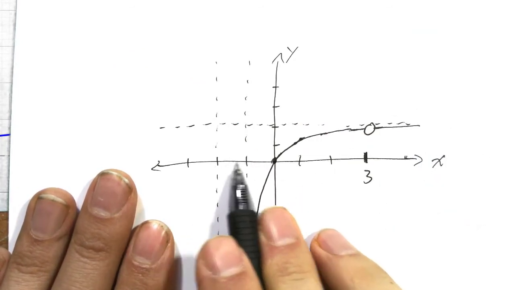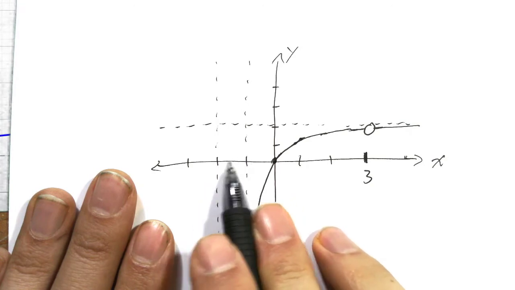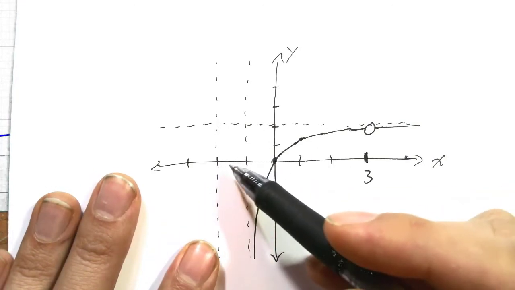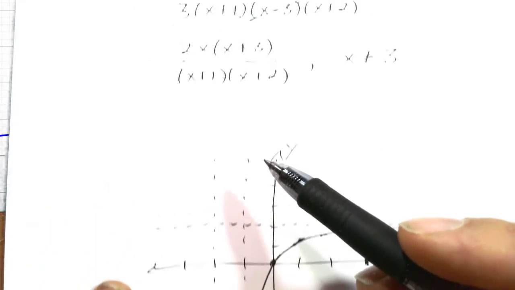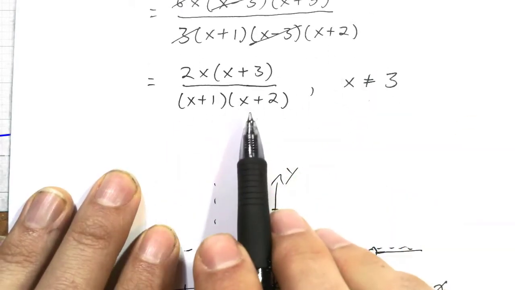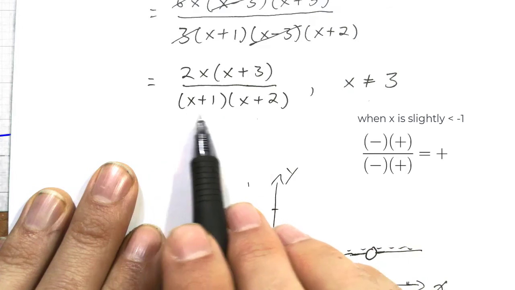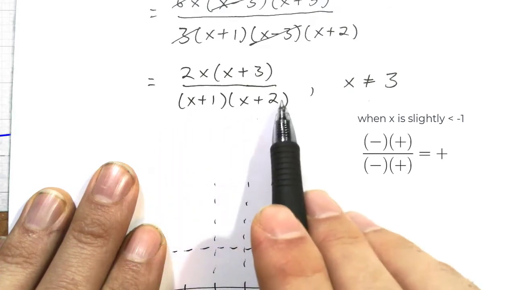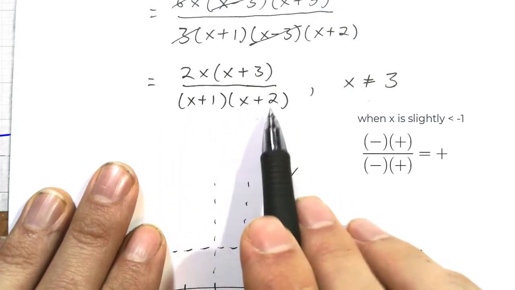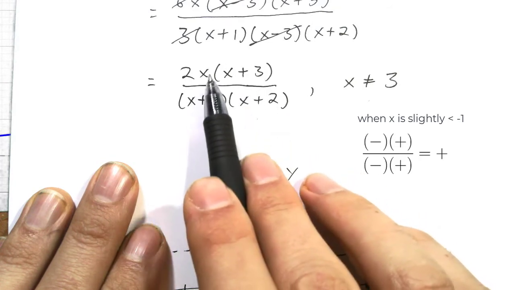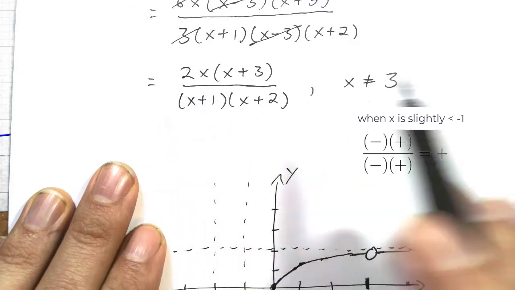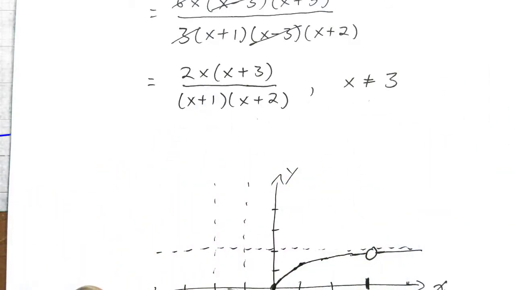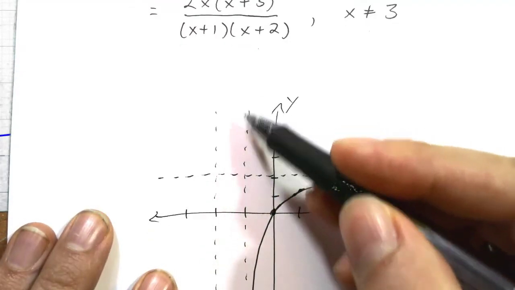Now let's see what it does in this region over here between x equals -1 and -2. First of all, what happens when we approach -1 from the left? So imagine a number slightly less than -1, plug it into this function. Well, if we are slightly less than -1, then this is negative, this is positive, this is positive, and this is negative. So we have a negative divided by a negative, and so the whole thing is positive. So I know that when we're to the left of -1, we're up here.